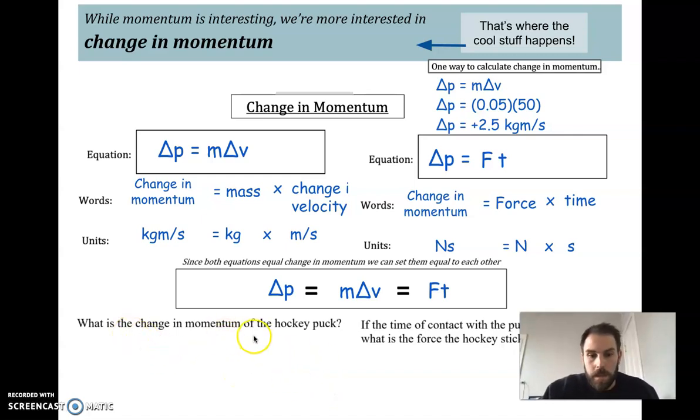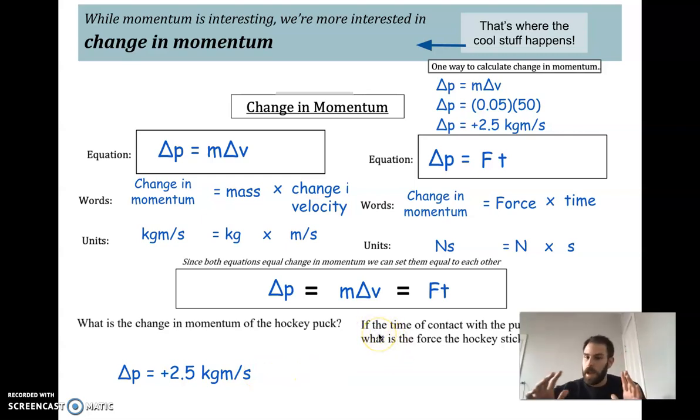What is the change in momentum of the hockey puck above here, on our target sheet? And we actually calculated that yesterday, using mass times change in velocity. And we got that to be 2.5 kilogram meters per second, positive because it's going to the right. Now this problem is asking, if the time of contact is just 0.0003 seconds, what's the force the hockey stick exerts on the puck?